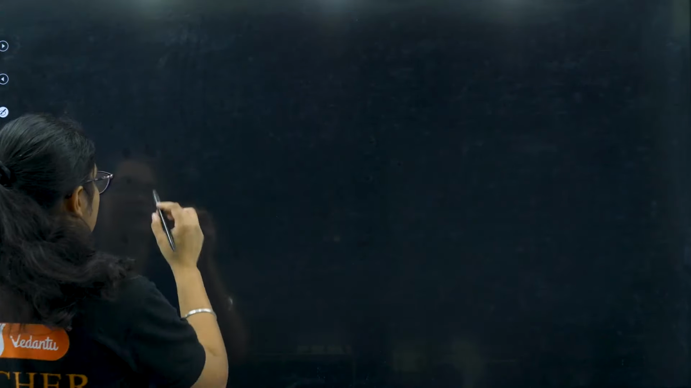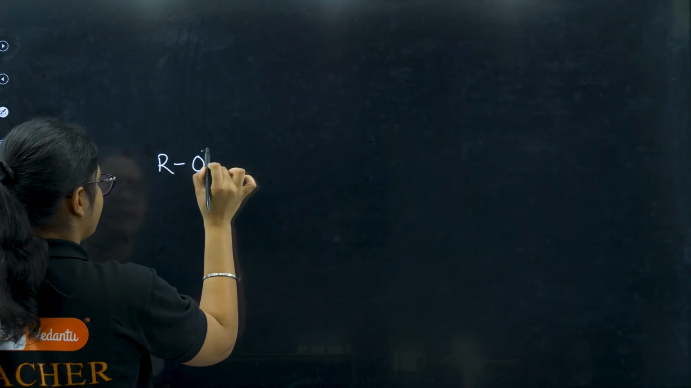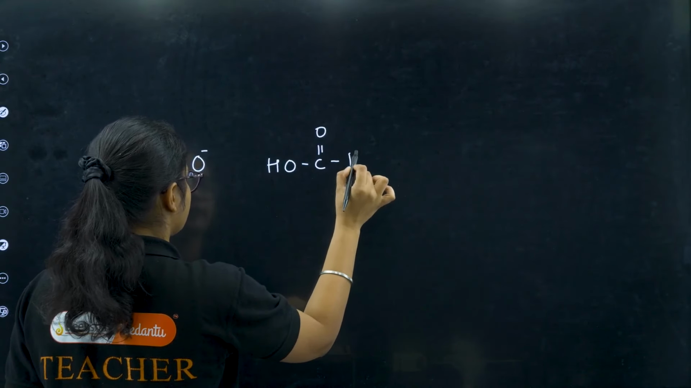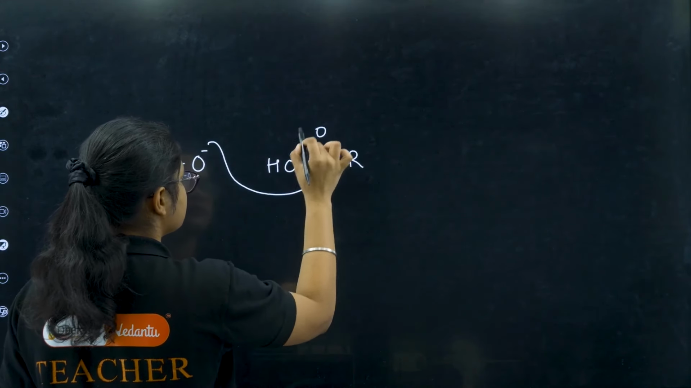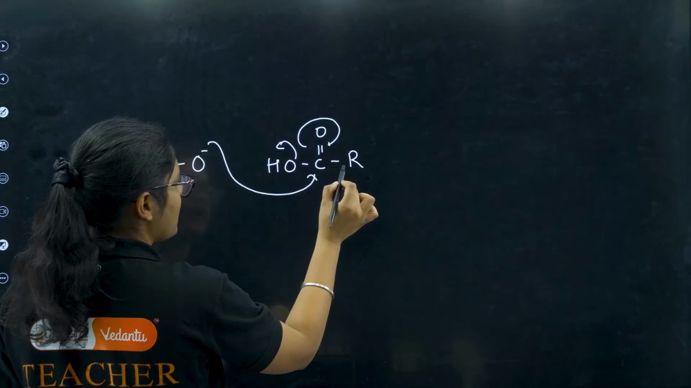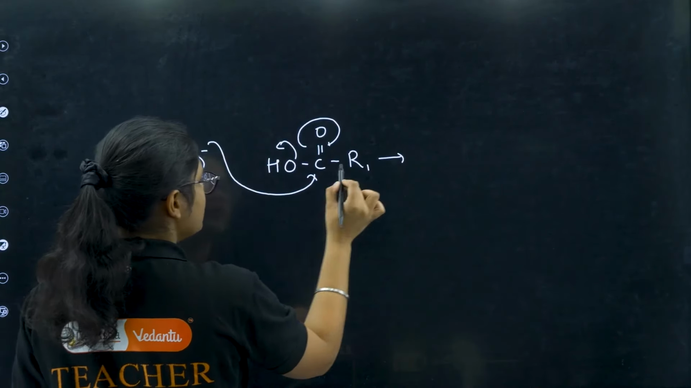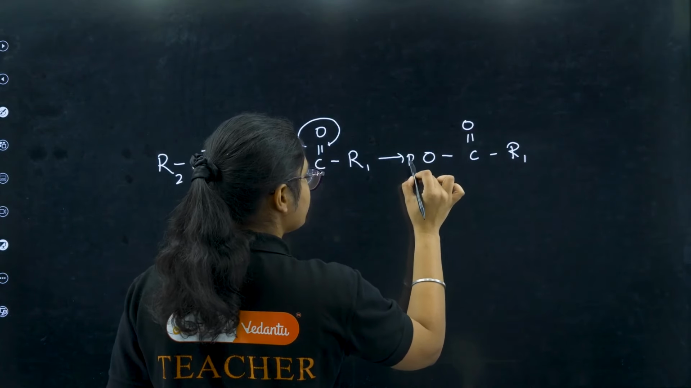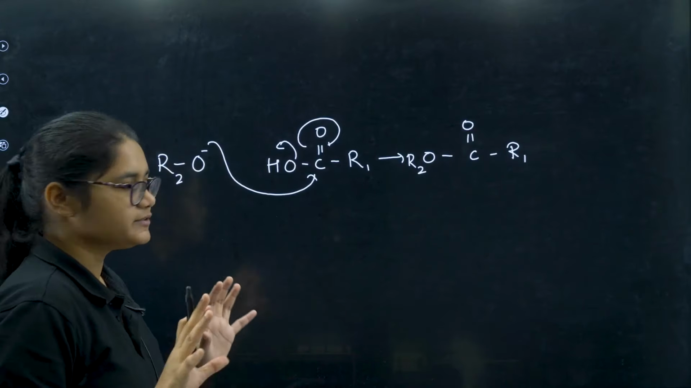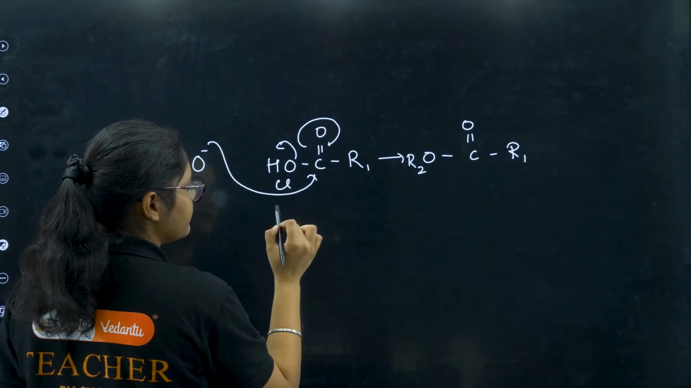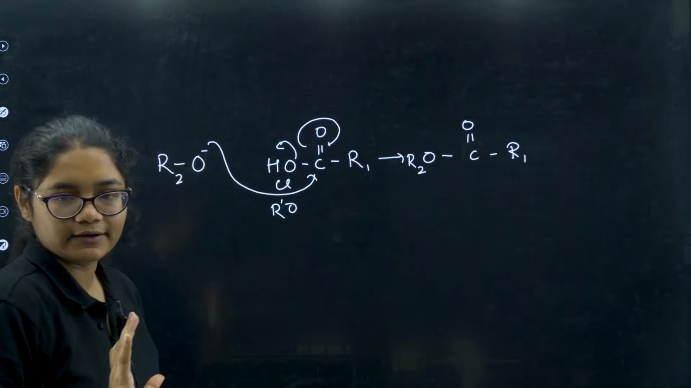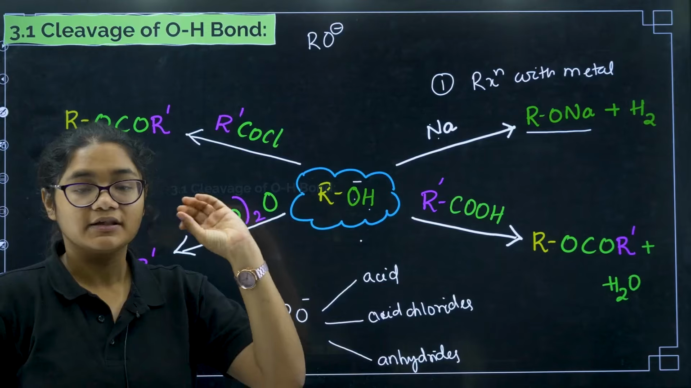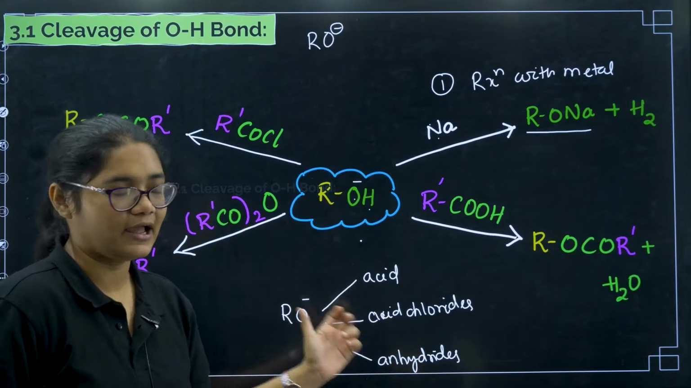So quickly let us see here. Suppose I have RO minus, and it is reacting with any acid. So this will attack, this bond will go, and I am writing R1, R2, so I will get R1 C double bond O and OR2. Similarly, a mechanism is not required. Here we can have Cl, here we can have the other OR group in case of anhydride. So don't waste your time on this mechanism, but you should remember for esterification we have three reagents: acid, acid chlorides, and anhydrides.